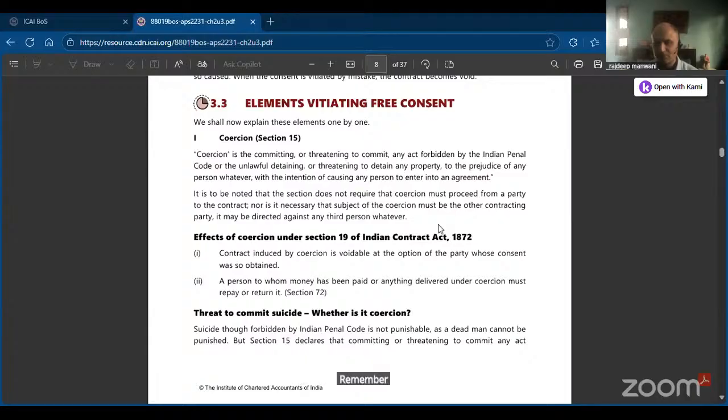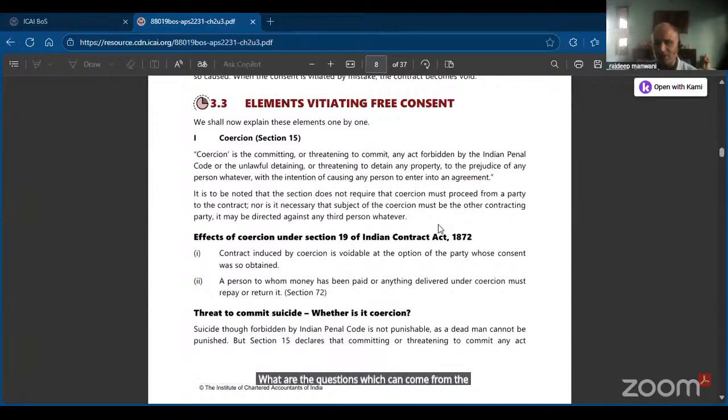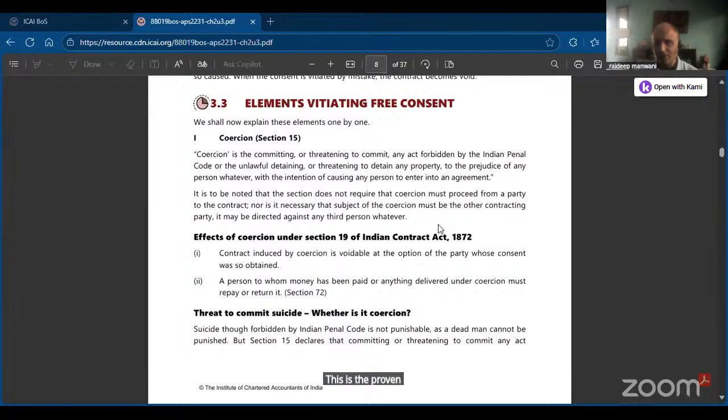Remember, I told you the method SQR cubed T. S is survey the study material. First go through unit 1, just go through the main headings. Then Q, look at the questions at the back. What are the questions which can come? Then R, read. Then again revise, read one more time. Then rehearse, close your eyes and remember all the points. And then test yourself. If somebody gives you a question, how will I write the answer? This is the proven technique.